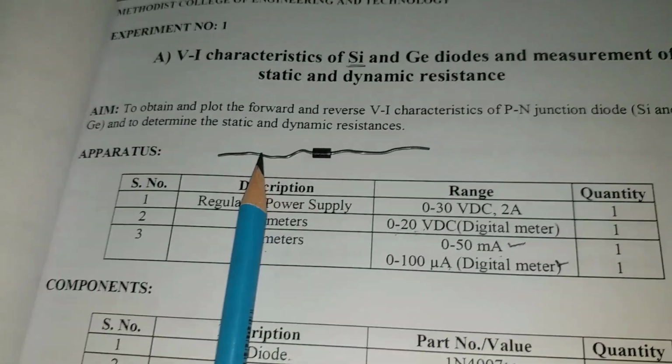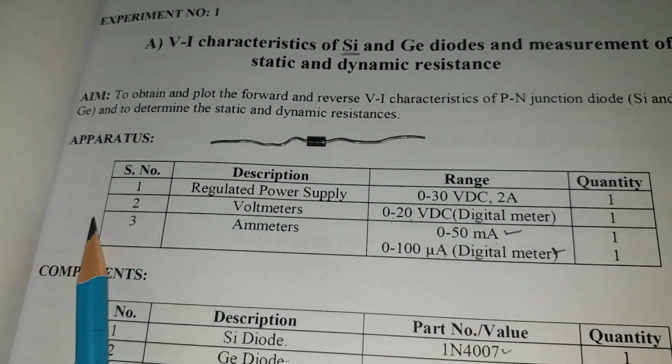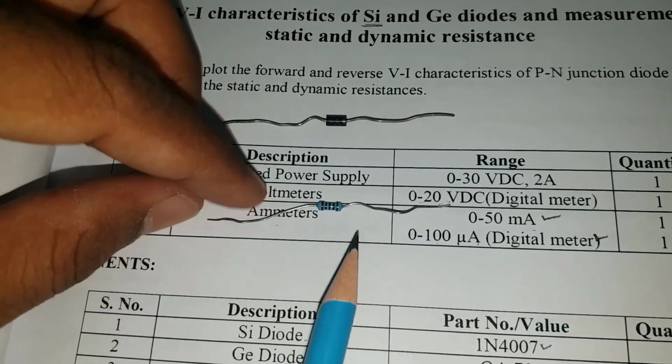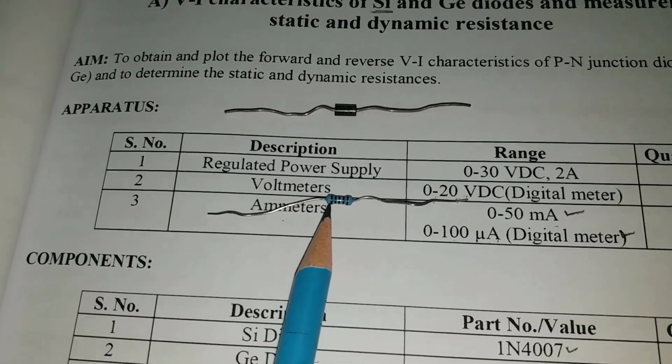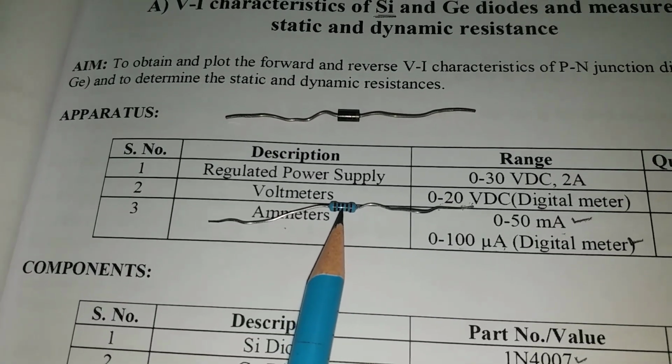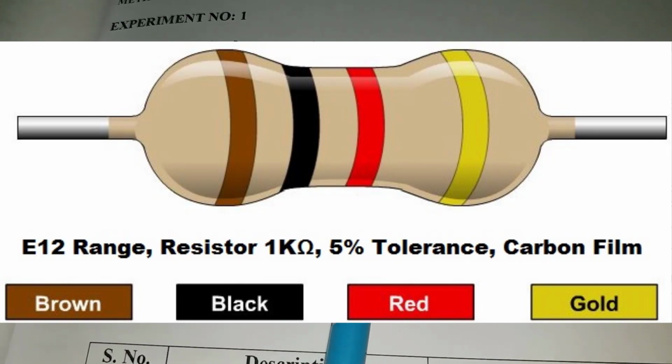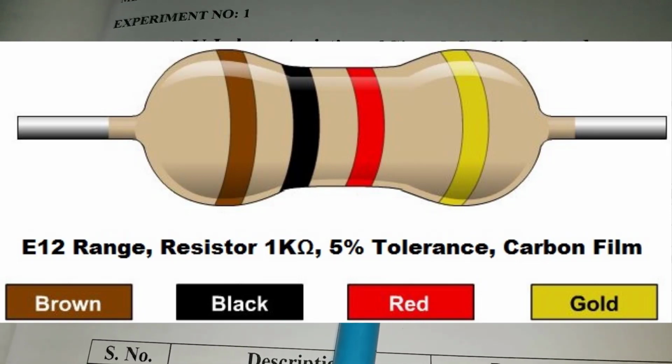Coming to the 1 kilo ohm resistor, if you observe, it has color bands. It is basically a 1 kilo ohm resistor. The resistor does not have any polarities, so you can use it either way, right side or left side.